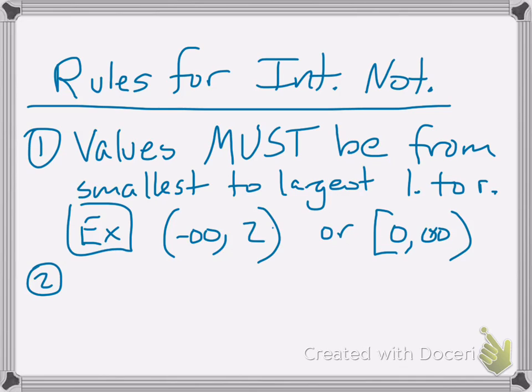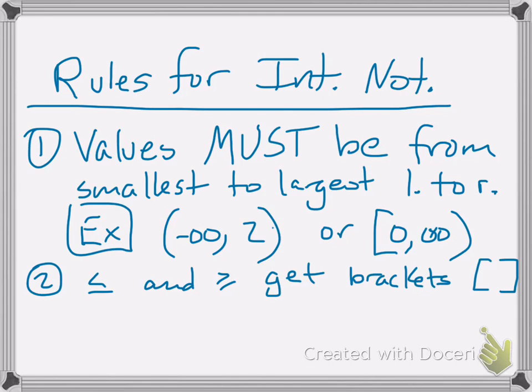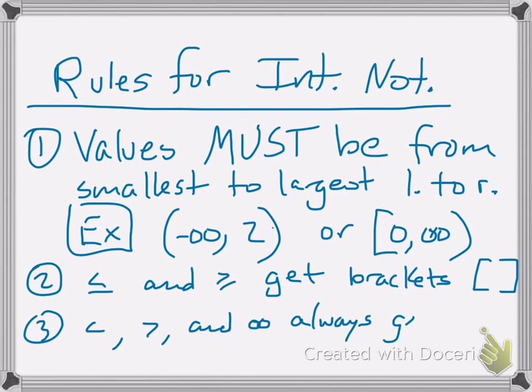The other rule is about less than or equal to, and greater than or equal to. Those symbols get brackets. We use brackets to show the equality of things. So the brackets have to be used if we have less than or equal to, greater than or equal to. Less than, greater than, and infinity always get parentheses.